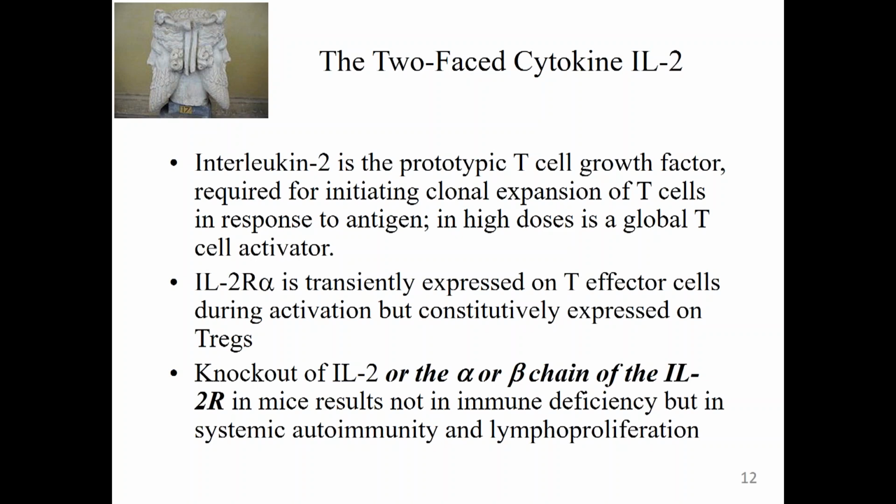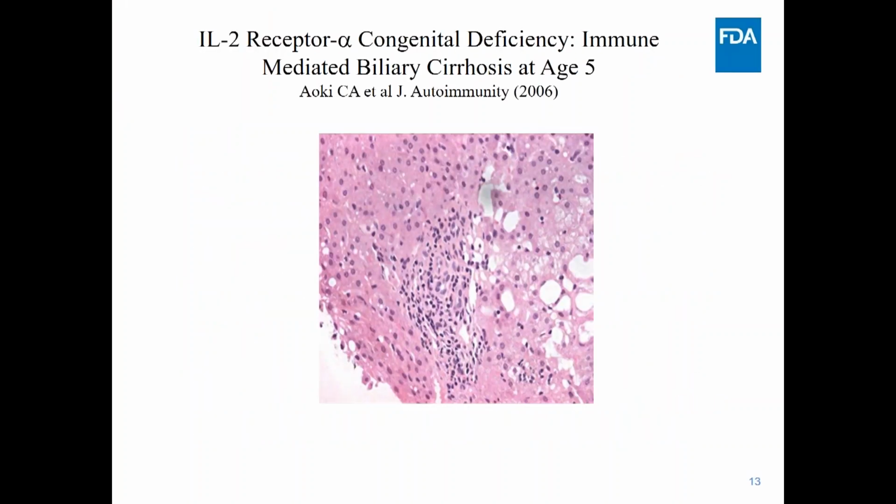And when you look at the mouse data, the knockout of IL-2 or the IL-2 alpha chain of the receptor in mice didn't result in immune deficiency, but rather in systemic autoimmunity and lymphoproliferation. So a big warning here. And in fact, when it was approved, there was a REMS developed, and it was cognizant that this might be difficult.